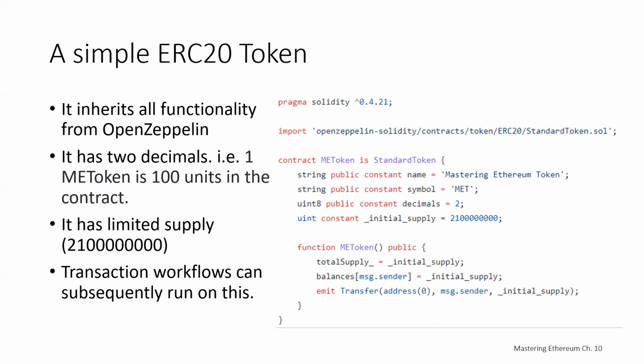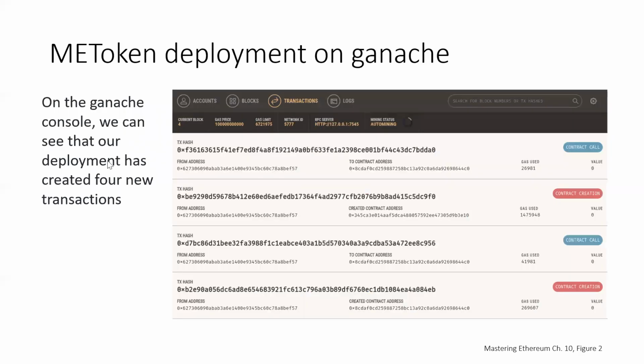So again, having a large number of tokens, as well as being able to subdivide those tokens, gives us the ability to do a lot. And we're using Ganache to actually run our blockchain. So here, for example, once we deploy the Solidity contract we just wrote, we can see that we've created some transactions as part of our deployment on Ganache.